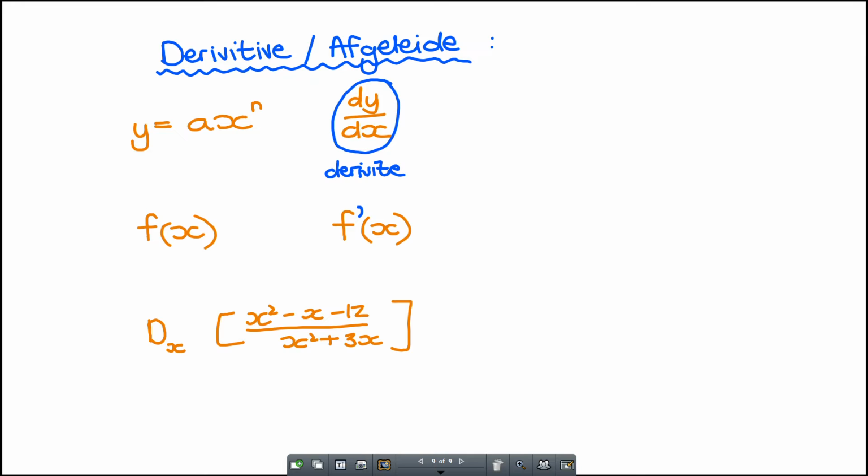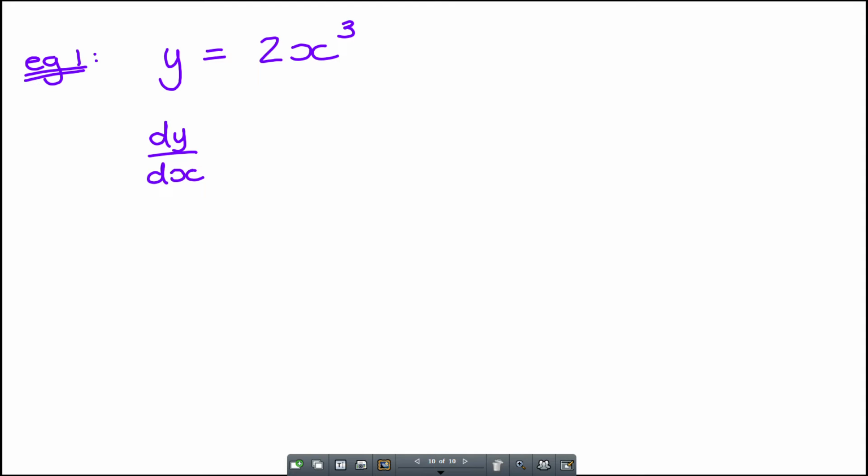Okay, so instead of x and n and so on, I'm going to work with ordinary numbers. So if I give you y equals 2x, let's make it to the power 3. Okay, so how derivative works, first things first, I'm going to say dy over dx. That is what you need to work out. So now I know, okay, I need to get derivative.